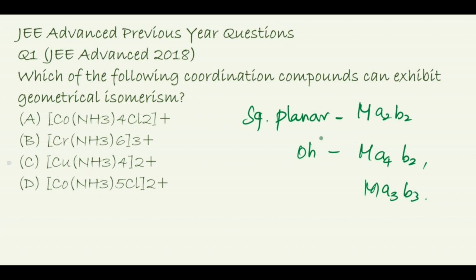[Co(NH3)4Cl2] and [Co(NH3)6]. No, this is not an answer. And what about this? This is also not. And what about MA5B? That is also not possible, because the same ligand should be on the opposite side. That's what we mean by geometrical isomerism. So the answer to this question is option A.